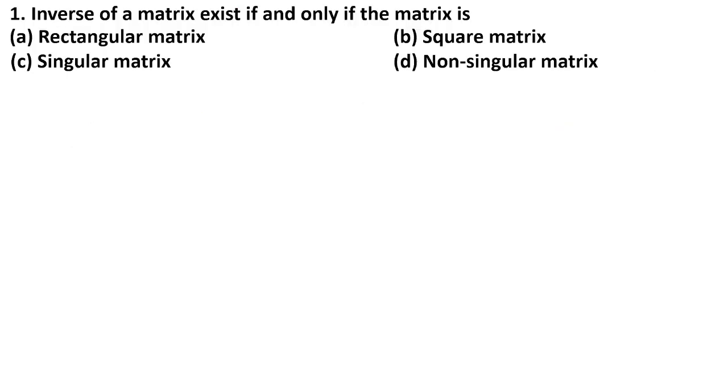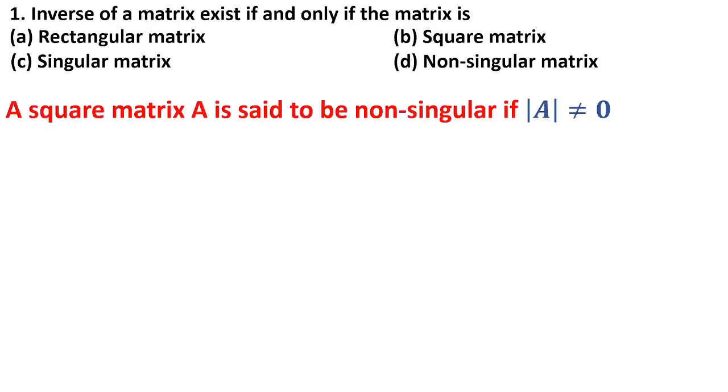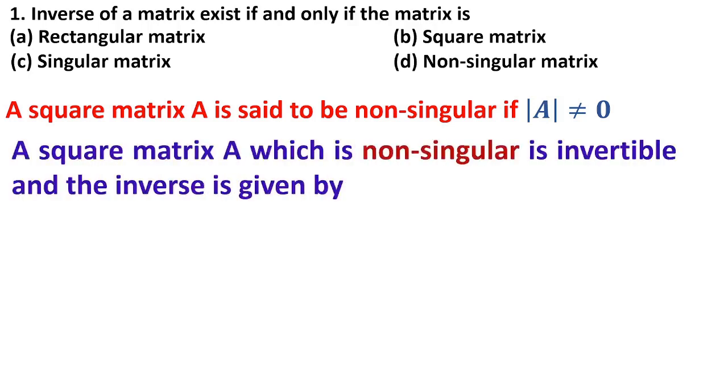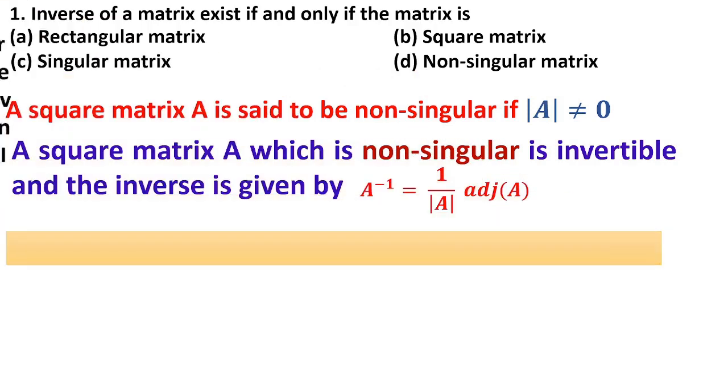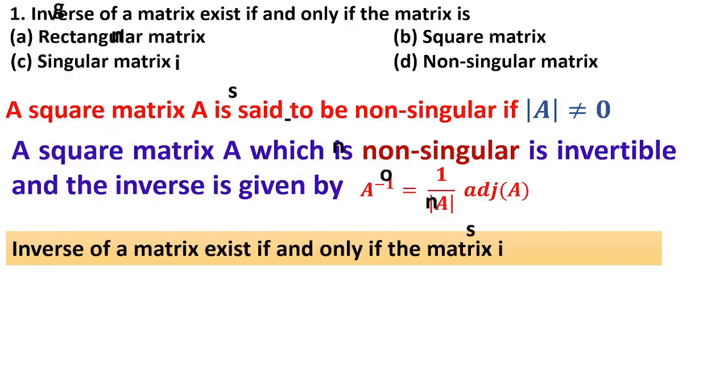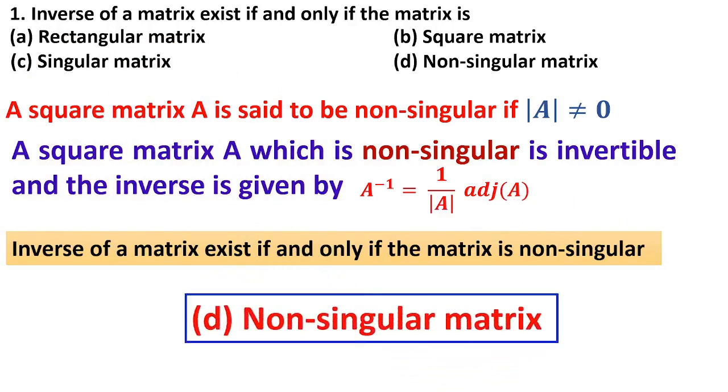Question number 1. Inverse of a matrix exists if and only if the matrix is. We have to select the correct condition. All of you know that a square matrix A is said to be non-singular if determinant A is non-zero. A square matrix A which is non-singular is invertible and the inverse is given by A inverse is equal to 1 by determinant A into adjoint A. Therefore, the correct option is: inverse of a matrix exists if and only if the matrix is non-singular. So, this is the correct option.